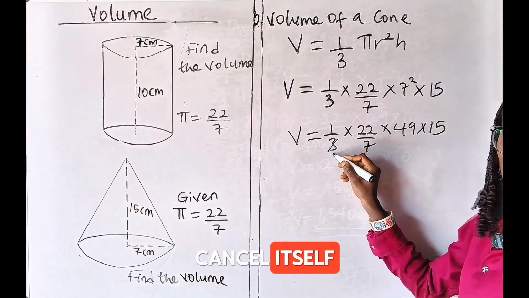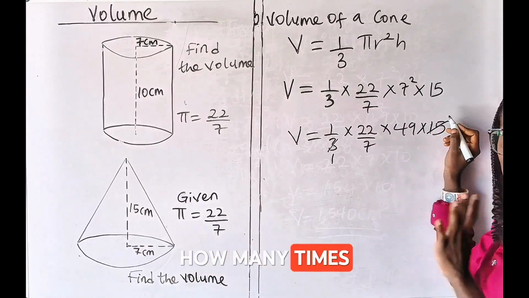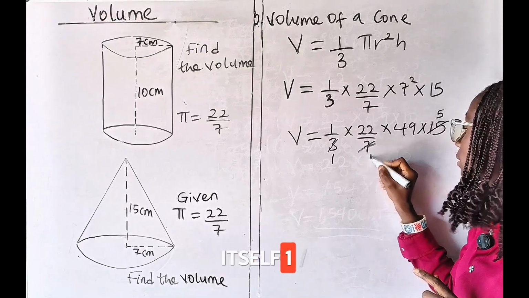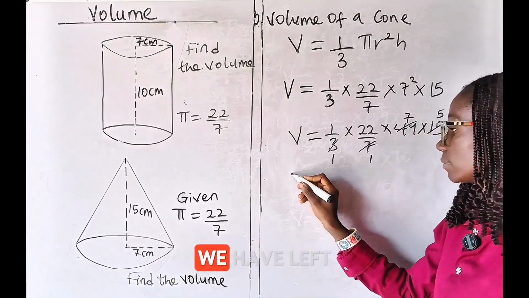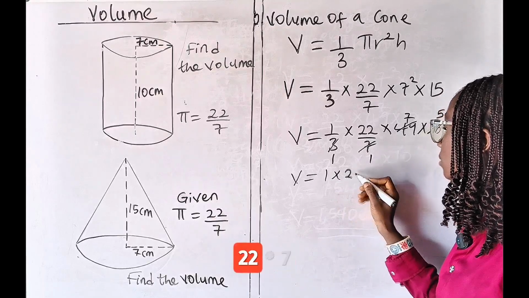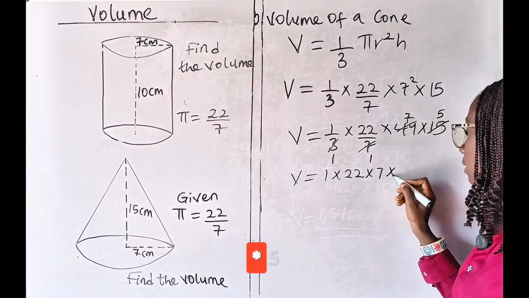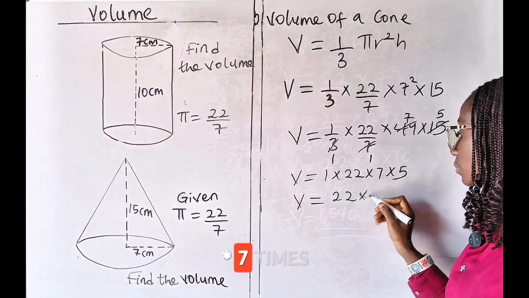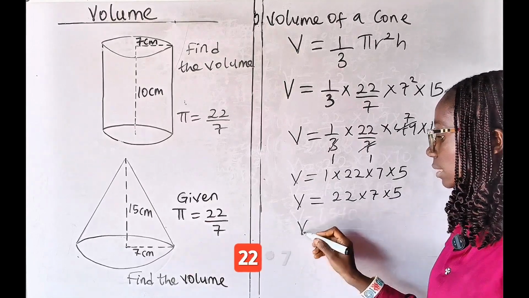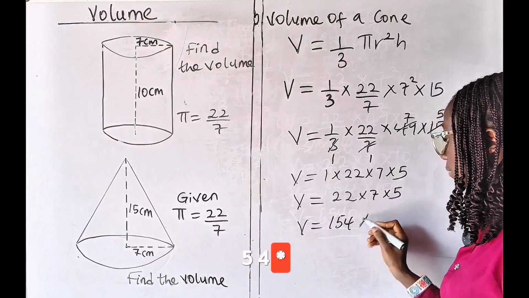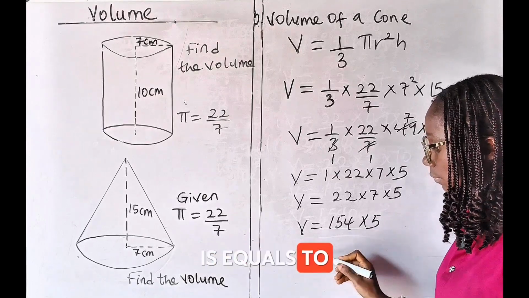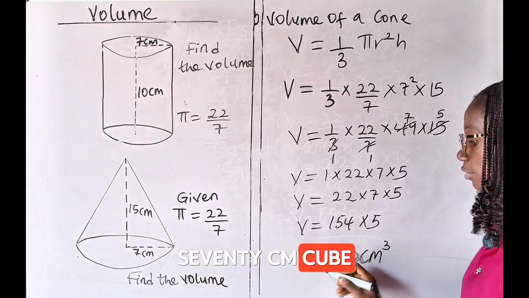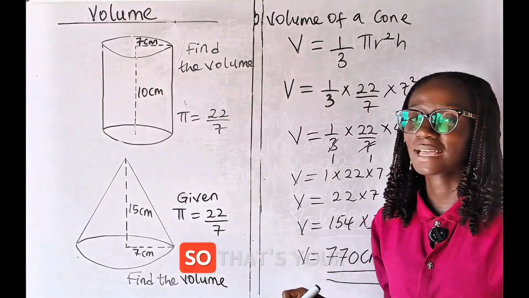So this can cancel itself. 1. Cancel 15 to make it how many times? 5 times. Because 3 times 5 is 15. 7 divided by itself. 1. Divide 49. 7. So what do we have left? V is equals to 1 times 22 times 7 times 5. So this now gives us 22 times 7 times 7 times 5. Let's express that. 22 times 7 is simply 154 times 5. So what do we have? V is equals to 770 cm cube because we are dealing with volume. So that's your final answer.